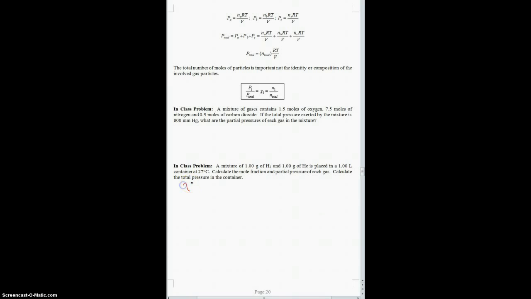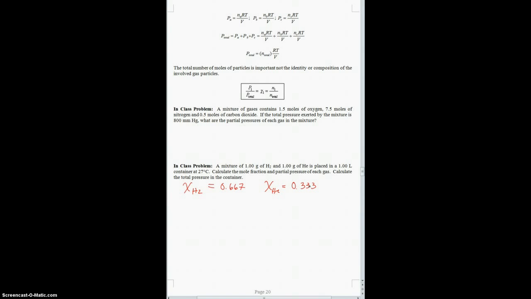Okay, so your mole fraction for H2 should be 0.667, and chi is the symbol that we use for mole fraction. And then your mole fraction for helium should be 0.333. We don't need units on those.